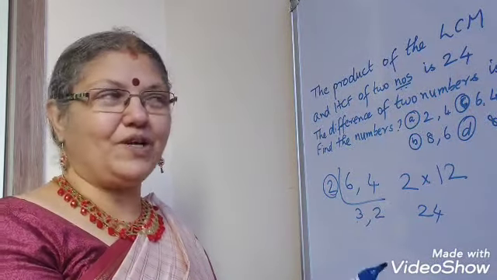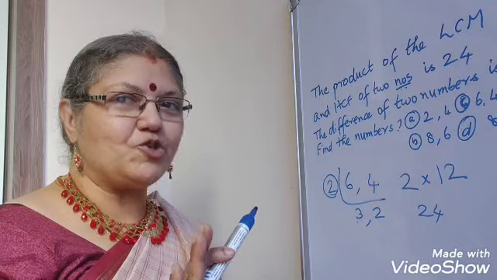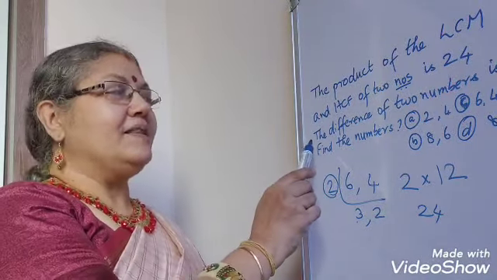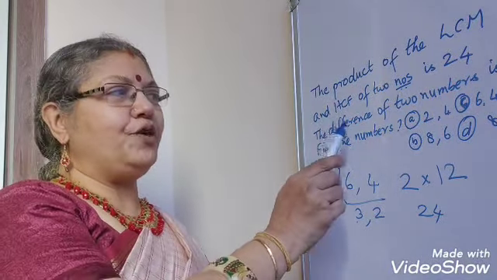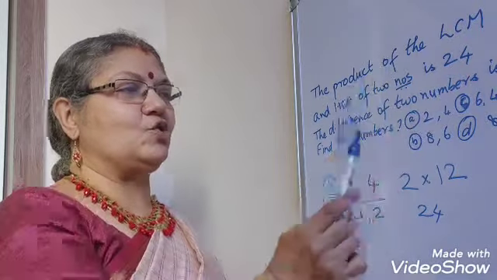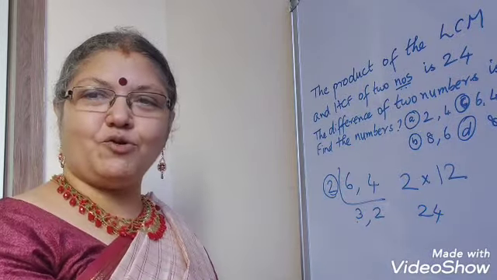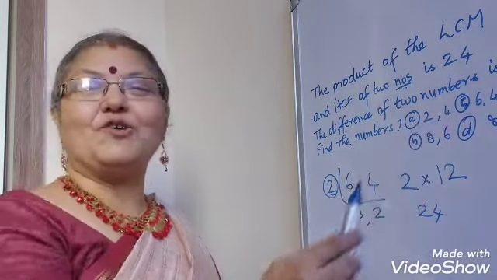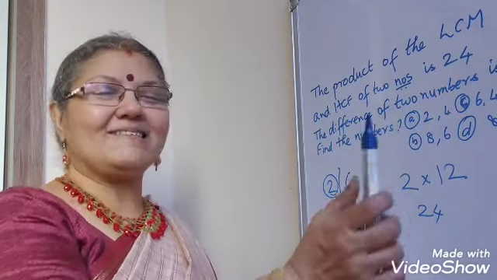Wow, that is perfectly right. It seems to match, but don't be in a hurry. Let's then see the next clue. What is given? The difference of the two numbers is 2. Is the difference between 6 and 4 equal to 2? Yes. So this is your correct option. That is 6 and 4.